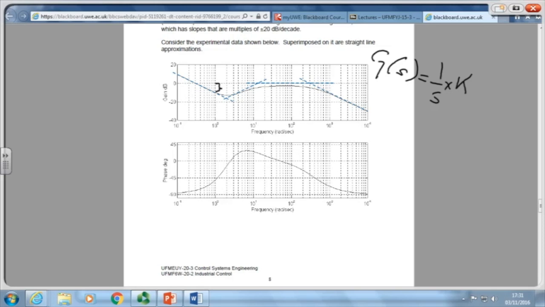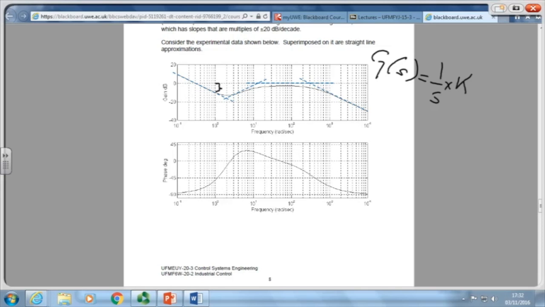20 times log to the base 10 of the ratio equals minus 10. It's too late in the day to do this in my head, isn't it? But get a calculator. Minus 10 equals 20 times log to the base 10 of K. Minus 0.5 is the log to the base 10 of K. So K is, well, it's less than 1, I know that much. You can work it out. If you've got a calculator, just go through that. You can quite quickly work out K.